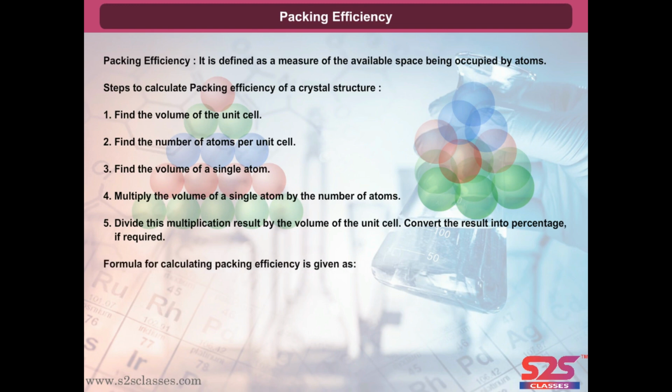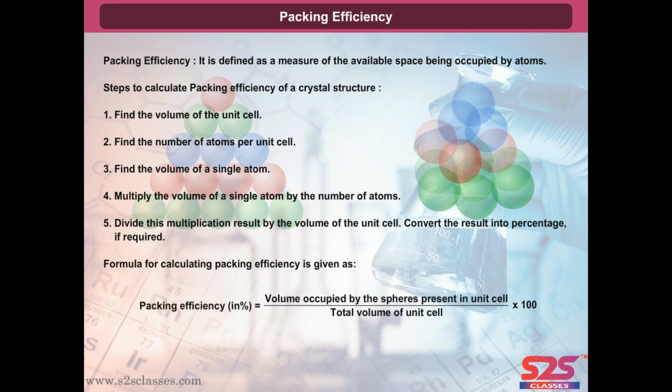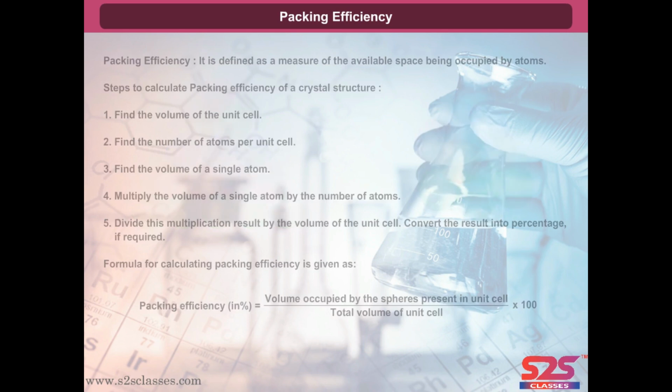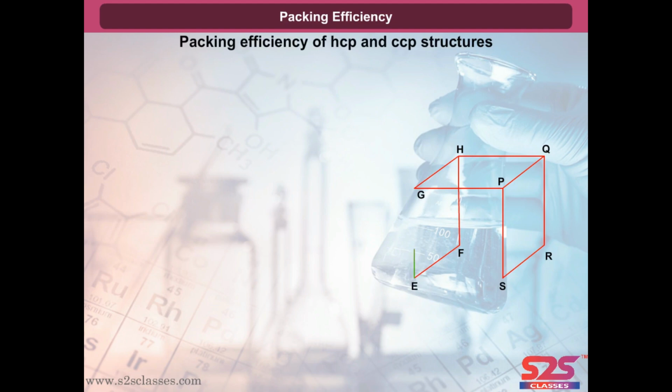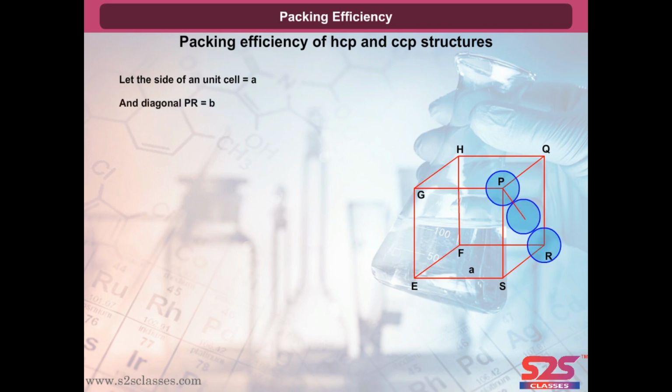The formula for calculating packing efficiency is given as: packing fraction in percentage is equal to volume occupied by spheres present in a unit cell divided by total volume of unit cell multiplied by 100. Let's calculate the packing efficiency of HCP and CCP structures. Let the side of a unit cell be a and the face diagonal be PR, b. Now in triangle PQR, PQ is perpendicular, SR is base and PR is diagonal.